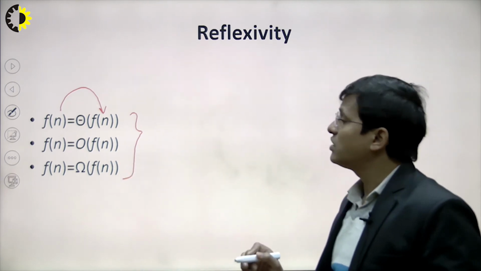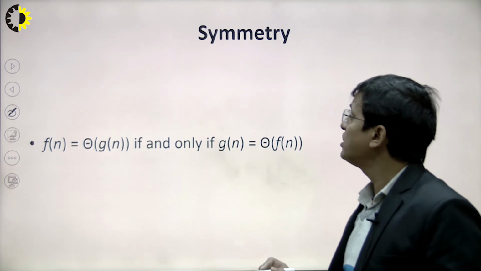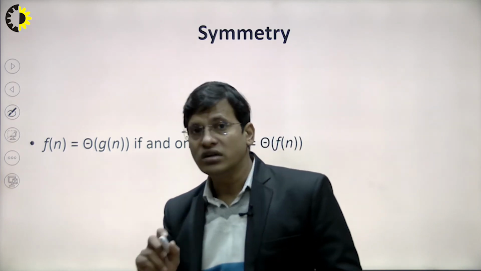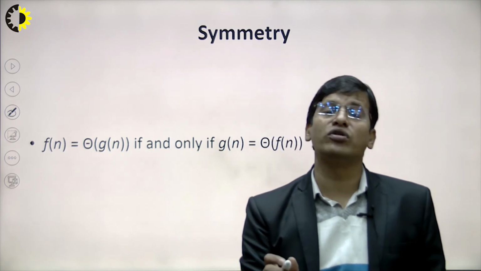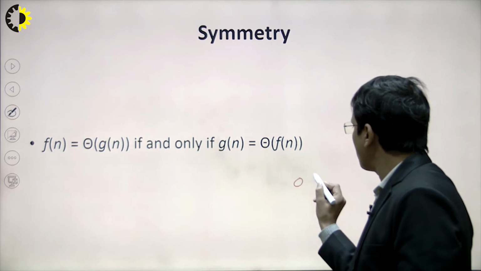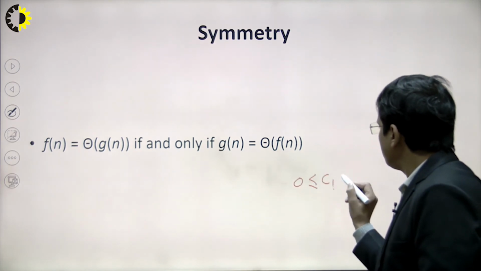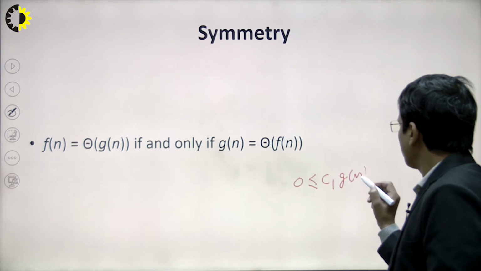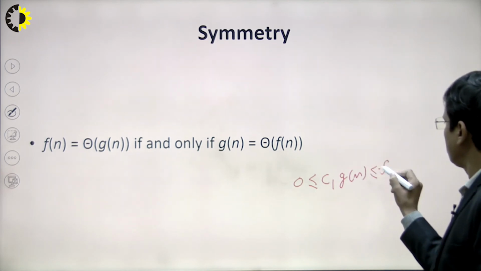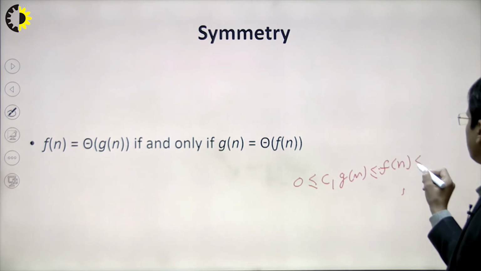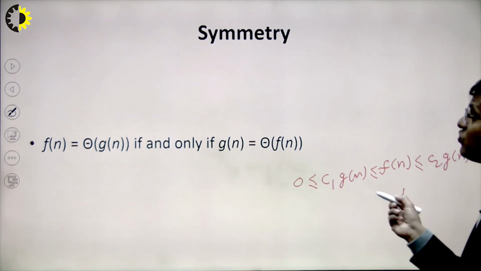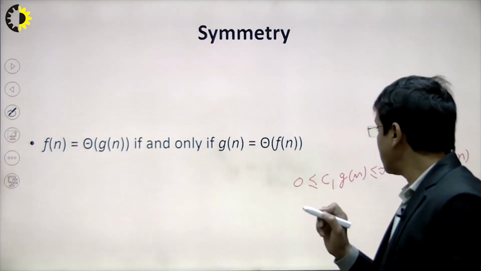Now we see another property, the symmetric property. The symmetric property applies only to theta notation, because it is an asymptotically tight bound. The definition we already know is C1 of g of n less than or equal to f of n, and this is also less than or equal to C2 of g of n. That's why the symmetric property is holding.